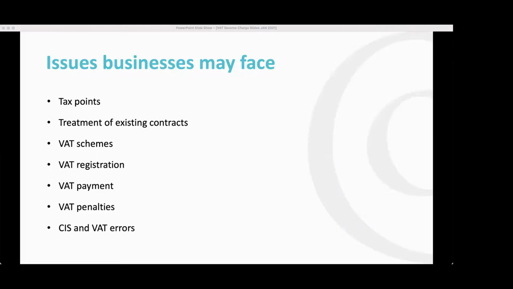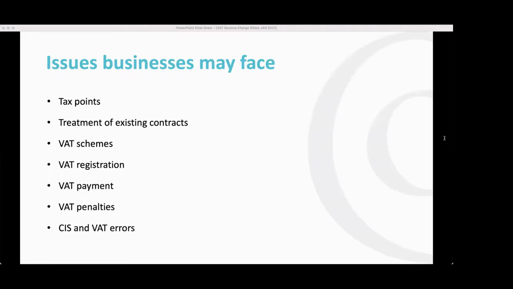Tax points. VAT is due when a VAT invoice is issued or payment is received, whichever is earlier. For a single payment contract, the tax point is the date that the service is performed or completed. With retention payments, the tax point is when the payment is received or a VAT invoice has been issued for it, whichever is earlier.